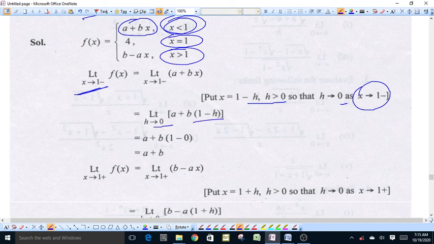This will be equal to a plus b(1 minus h). We put h is equal to 0. The limit of this function, the left hand limit, becomes equal to a plus b.